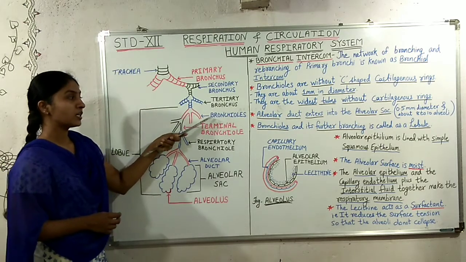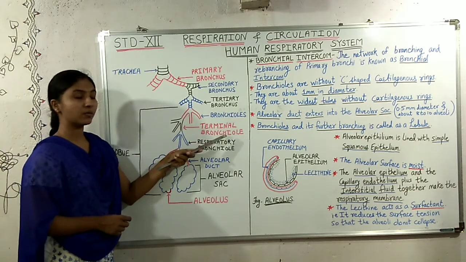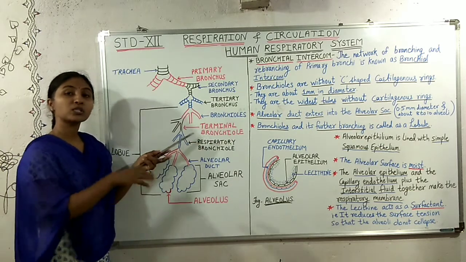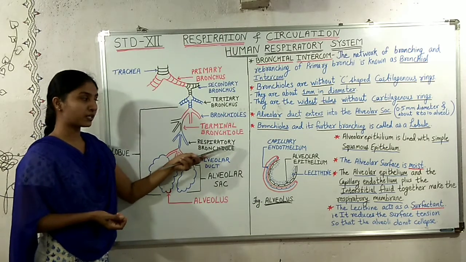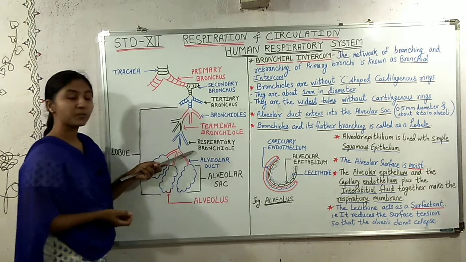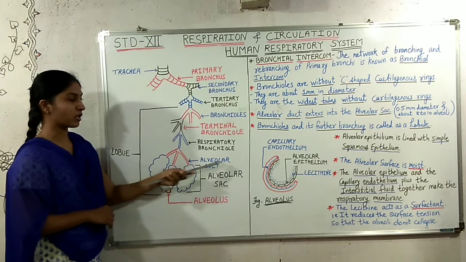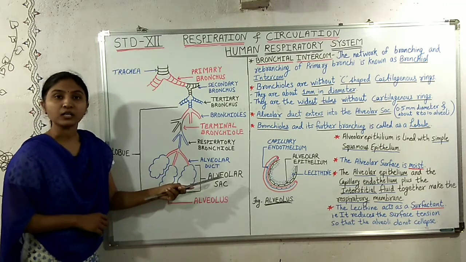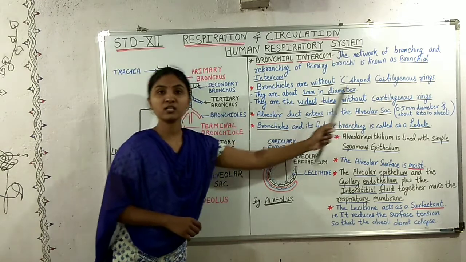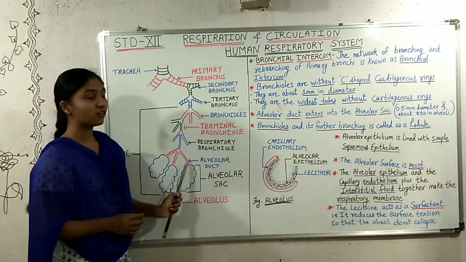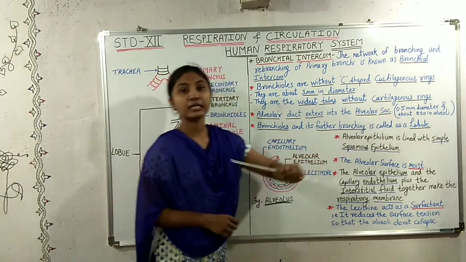These bronchioles further get divided into narrower tubes. Those are called terminal bronchioles. Terminal bronchioles again further get divided into narrower tubes. Those are called respiratory bronchioles. And these respiratory bronchioles further get divided into finer and narrower tubes. Those are called alveolar ducts. And these alveolar ducts enter into the alveolar sac. Now these alveolar ducts are about 0.5 millimeters in diameter.